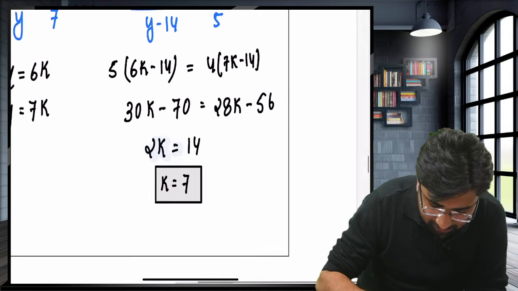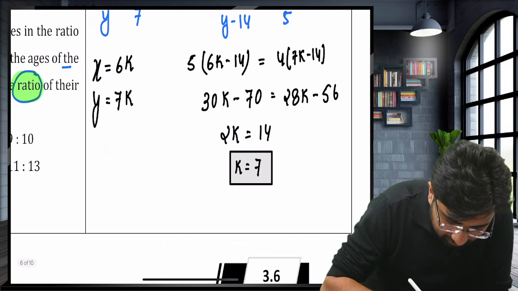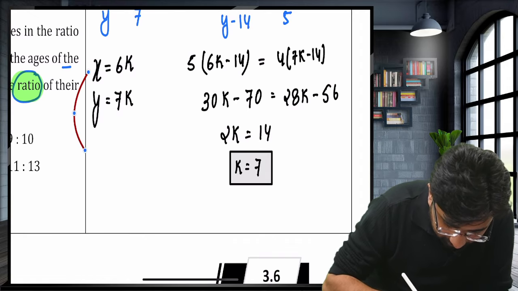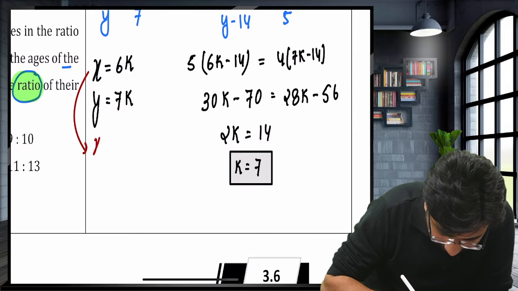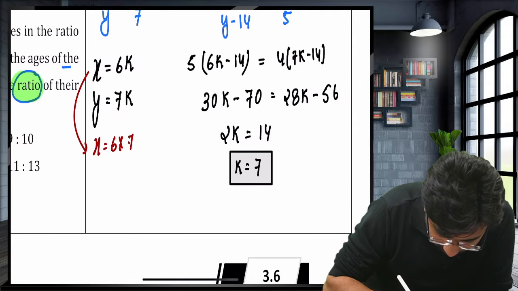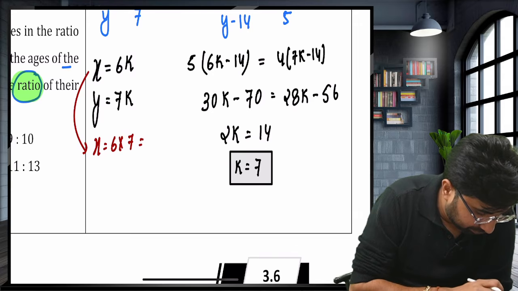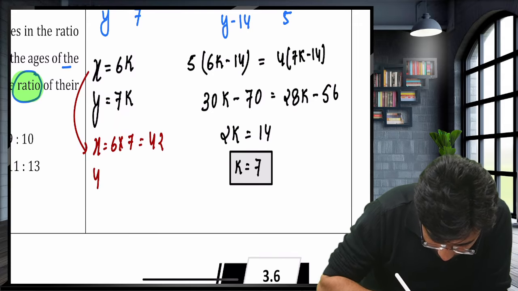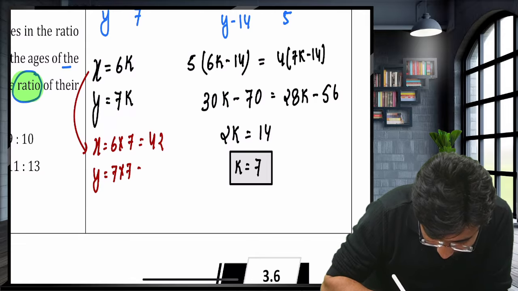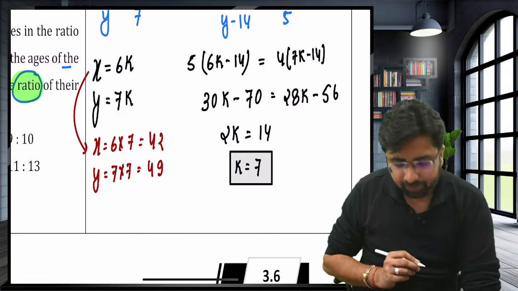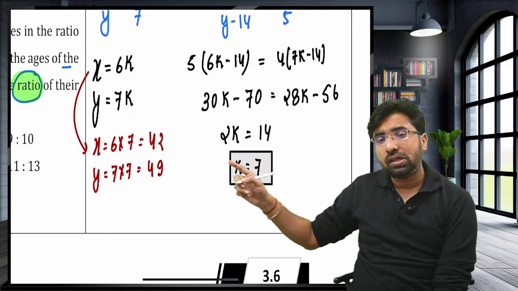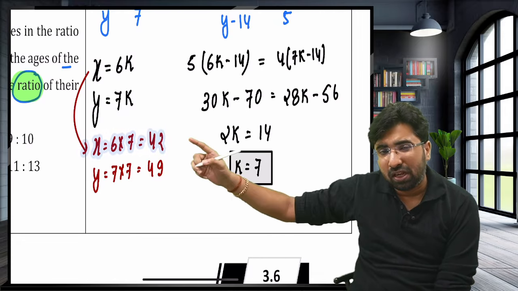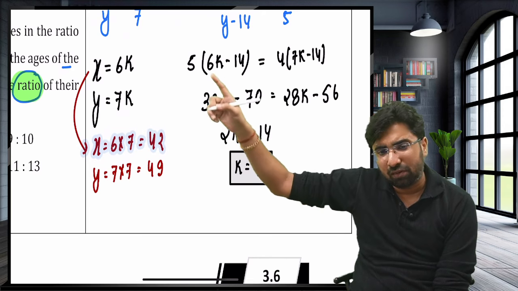Once we have the value of k, what is the present age of x? X is 6 into 7, 42 years old today. And how much is y? Y is 7 into 7, the present age is 49. If they had asked for the present ages of x and y, this is the answer.